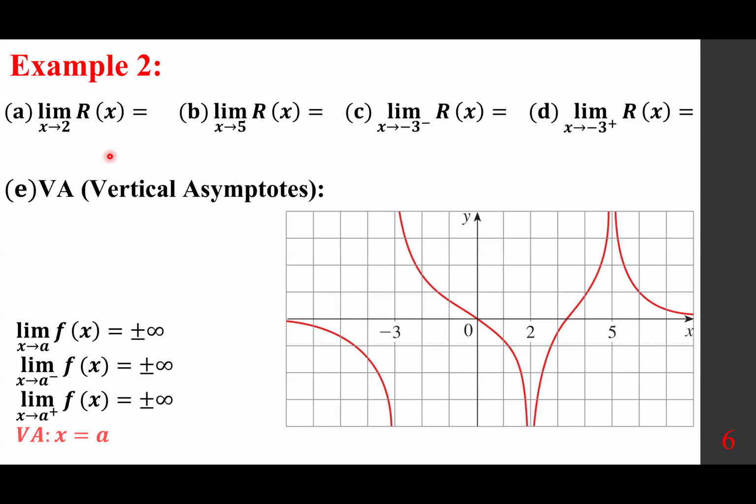All right, we are interested in finding the limit of g(x) as x approaches 2, 5, and negative 3 from the left and right. I'm reminding everybody that if the limit of f(x) as x approaches a, or a from the left or a from the right, is either negative or positive infinity, it gives rise to a VA, a vertical asymptote, with equation x equals a. So what happens to r(x) as x approaches 2? Whether we approach it from the left or right makes no difference. It's going down to negative infinity.